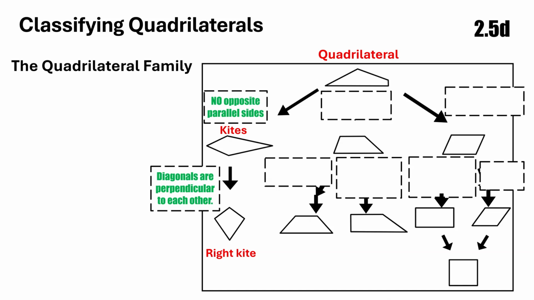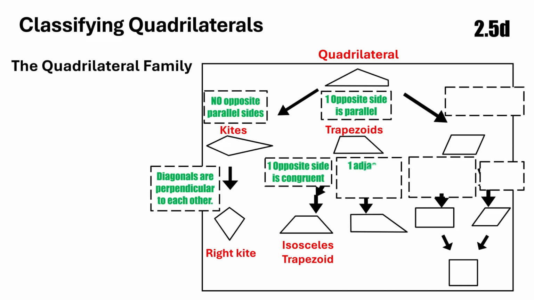If a quadrilateral has only one pair of opposite parallel sides, then the quadrilateral is a trapezoid. If a trapezoid has one pair of opposite congruent sides and opposite congruent angles, then the trapezoid is an isosceles trapezoid. However, if a trapezoid has one adjacent side that is perpendicular, then the trapezoid is a right trapezoid.